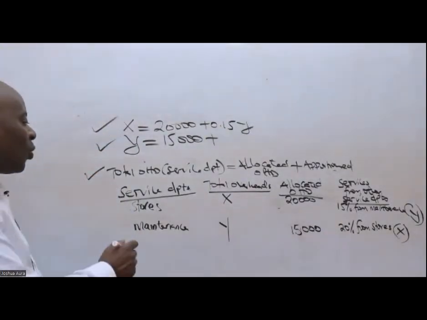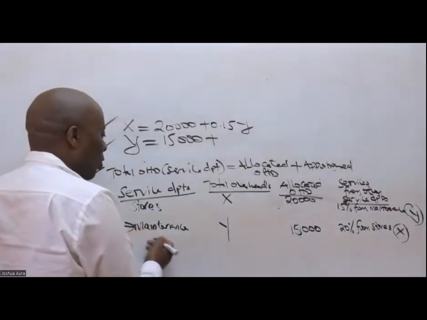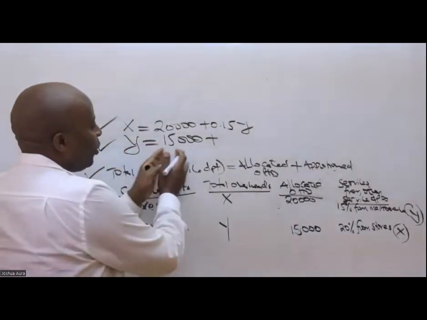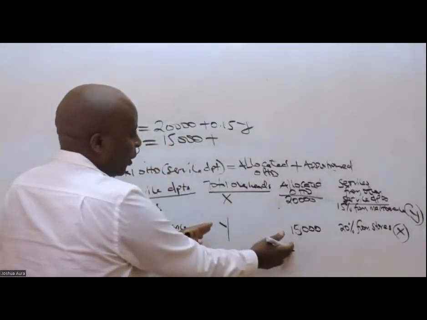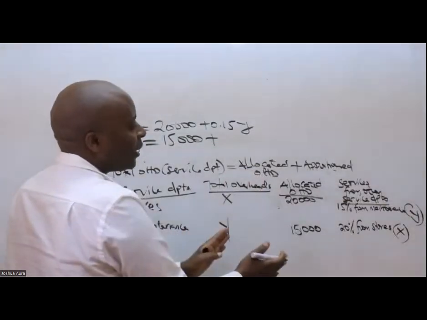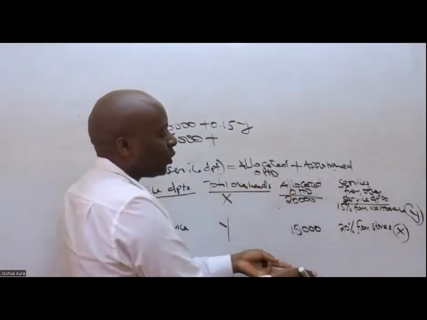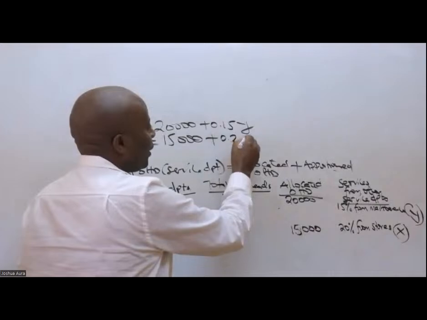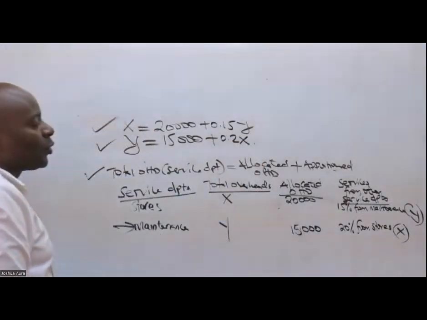Remember, nursery, we are doing for maintenance now. So for maintenance, we have Y equals 15,000, which is the allocated overhead, plus 20% of the store's cost, which is X. So plus 0.2X, like that. Thank you very much.